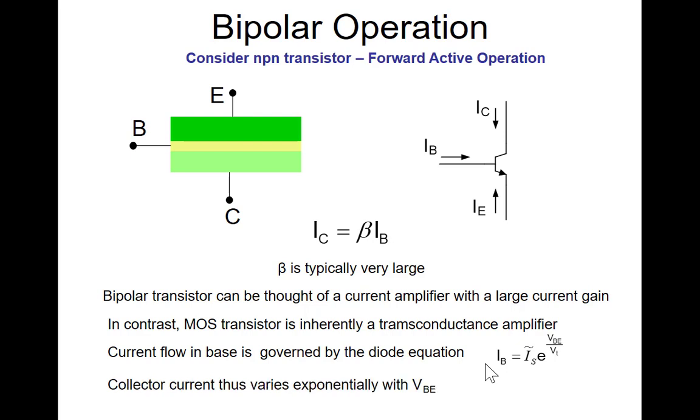So we see that the collector current varies exponentially with the base emitter voltage. So if you want to think of it as a transconductance type device, in the MOS case, the current varied with the square of the gate to source voltage in the saturation region. In the bipolar device, the current varies with the exponentiation of the base emitter voltage. Okay?